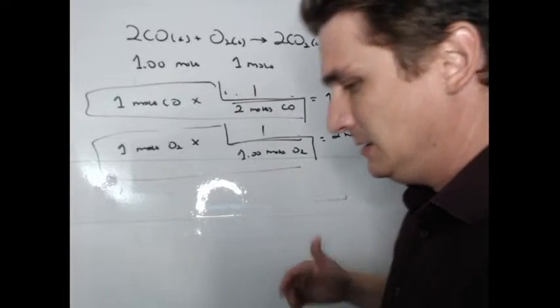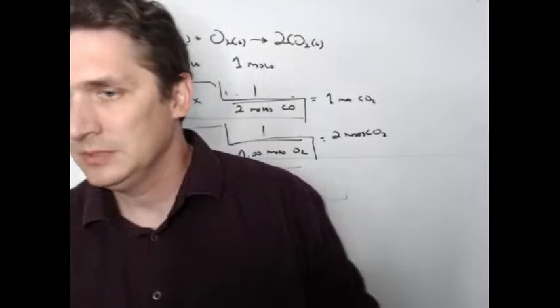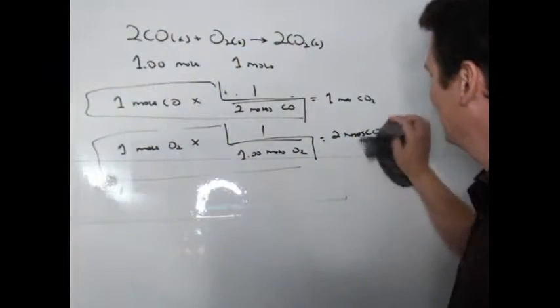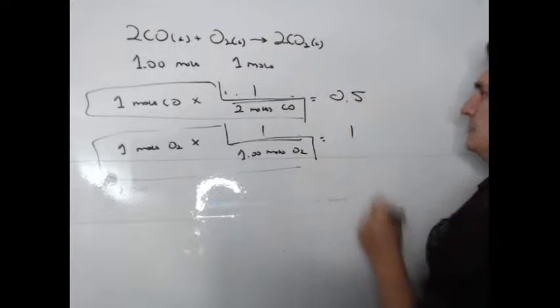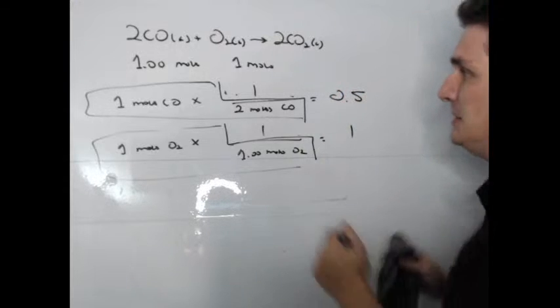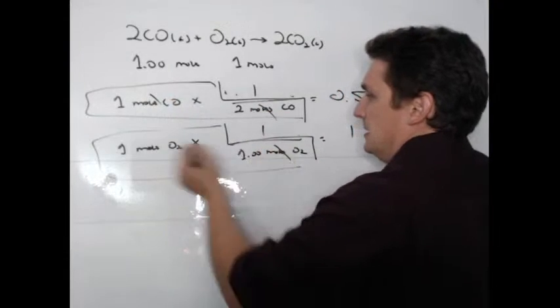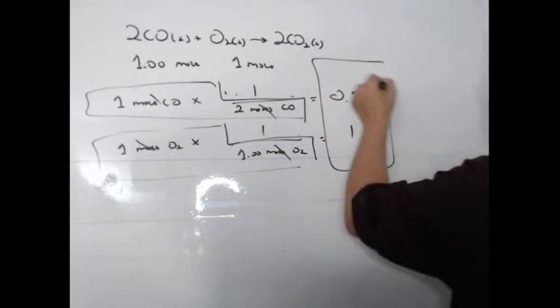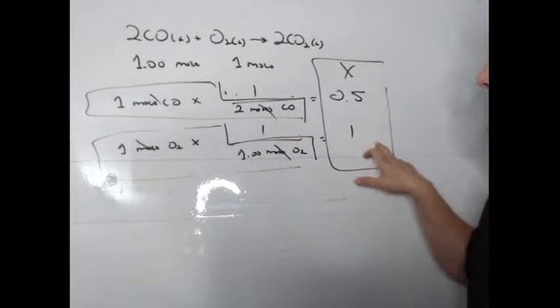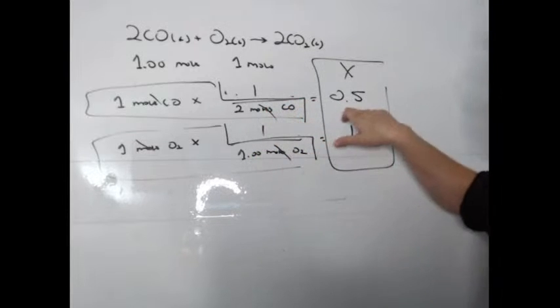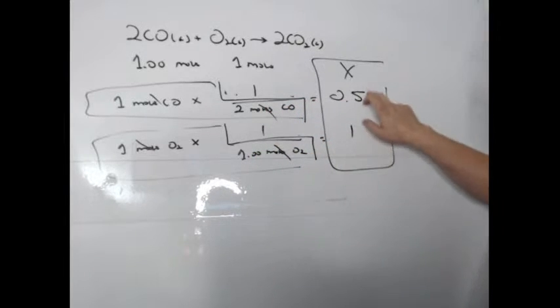And what we end up getting when we finish is 0.5 and 1. There's no units on it because our moles of CO cancel out. And this is your extended reaction. The extended reaction here is 0.5, and the extended reaction here is 1. So this goes 0.5, whereas this goes 1. Since this doesn't go as far, this must be the limiting reagent.